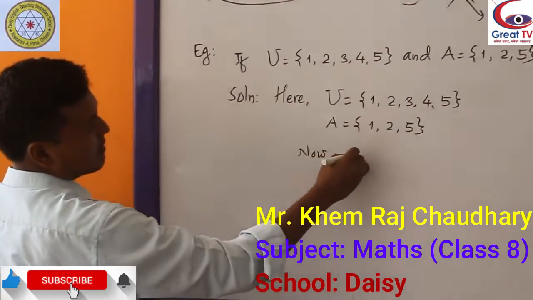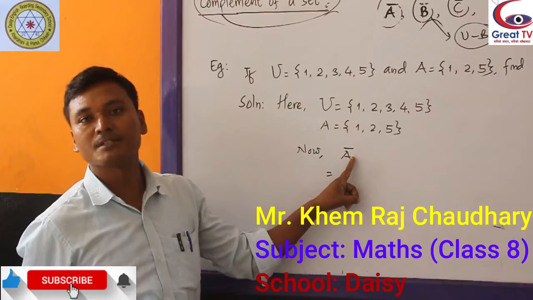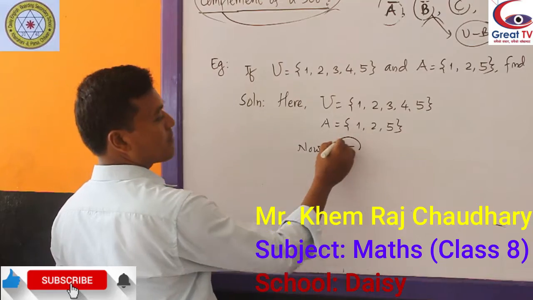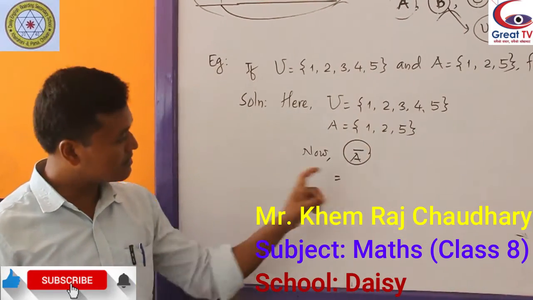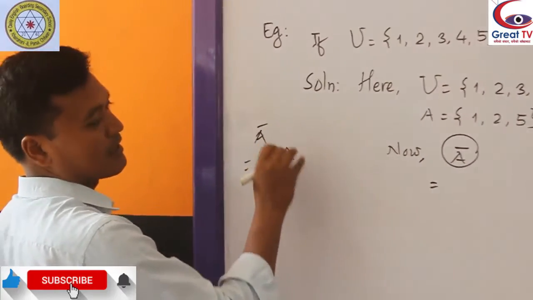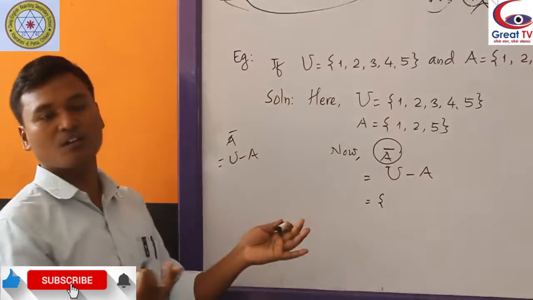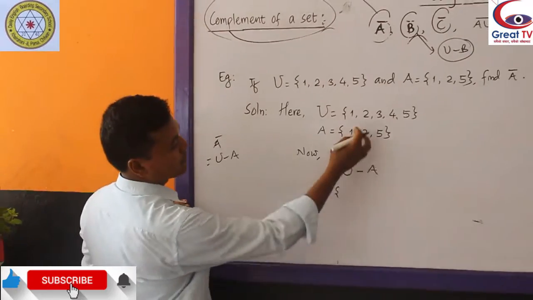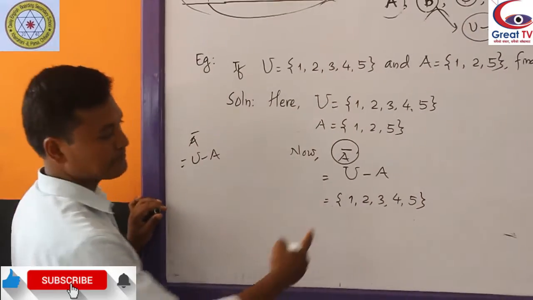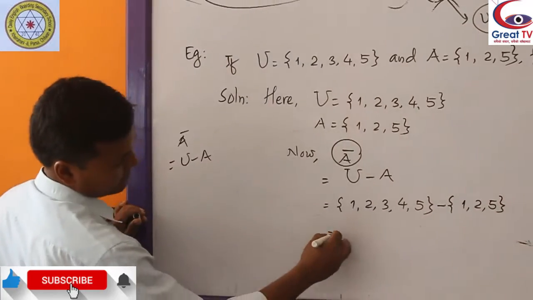Now we are calculating A complement, and we have already taught that A complement is actually U minus A, U difference A. To find the complement of any set, we just subtract the given set from the universal set. So U minus A, and how to subtract we did already in our previous classes. U is 1, 2, 3, 4, 5 minus A, which is 1, 2, 5.